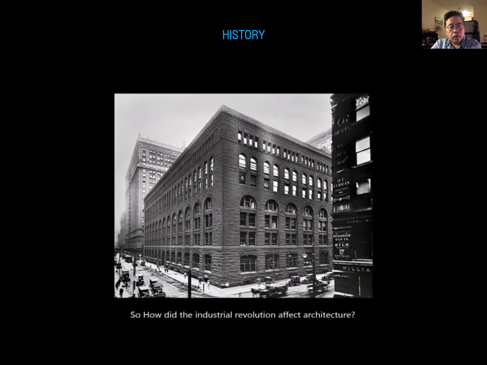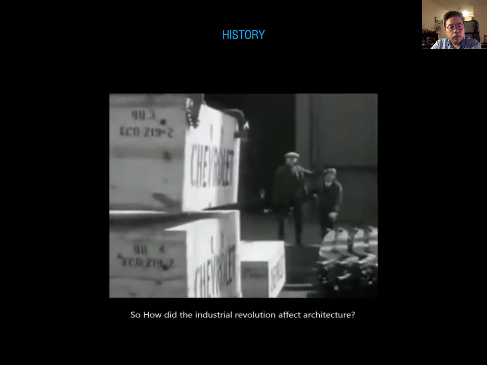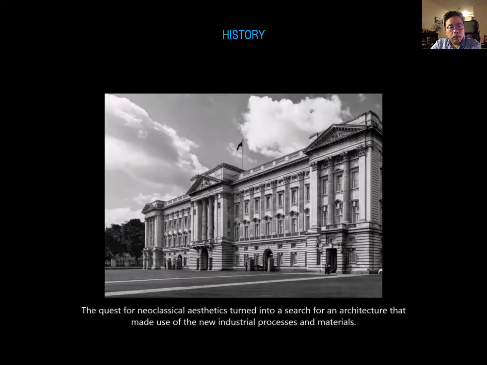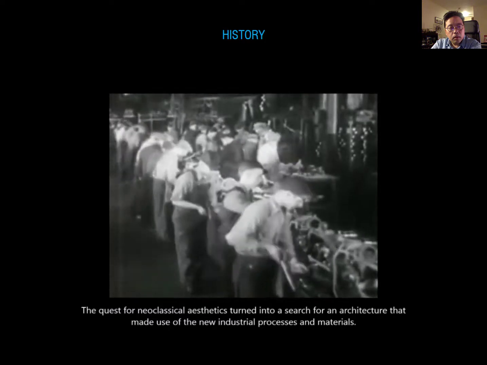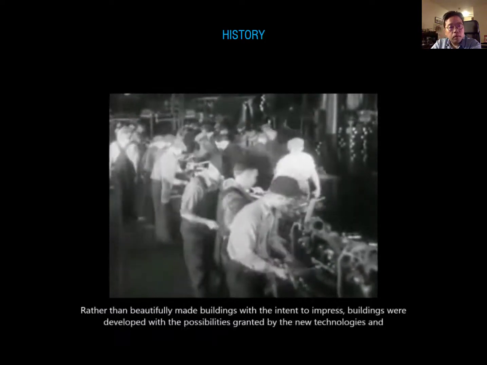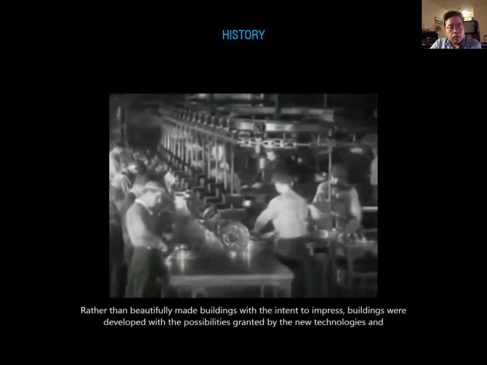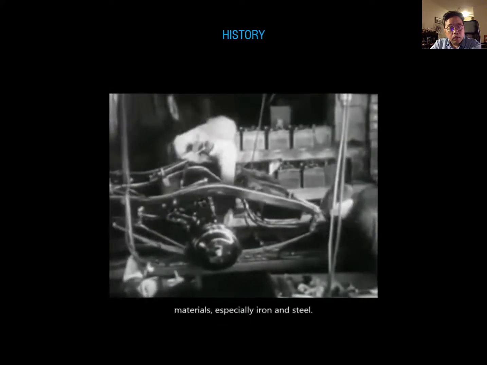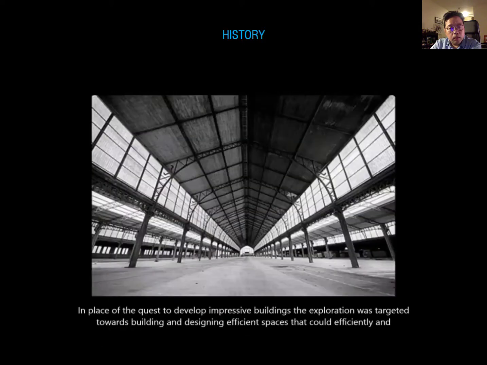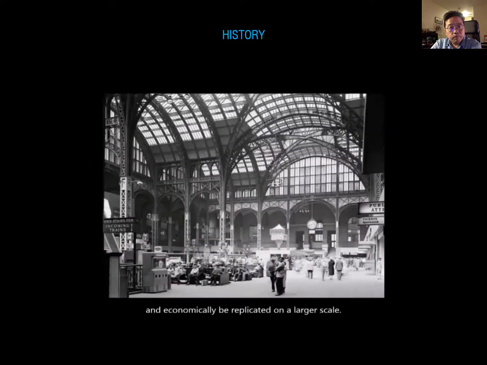So how did the Industrial Revolution affect architecture? The quest for neoclassical aesthetics turned into a search for an architecture that made use of the new industrial process and materials. Rather than beautifully made buildings with intent to impress, buildings were developed with the possibilities granted by new technologies and materials, especially iron and steel. In place of the quest to develop impressive buildings, the exploration was targeted towards buildings and designing efficient spaces that could efficiently and economically be replicated on a larger scale.